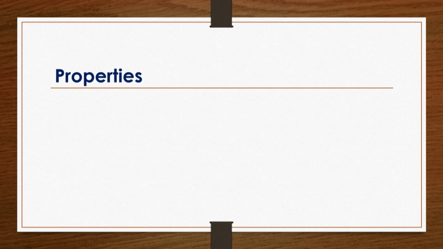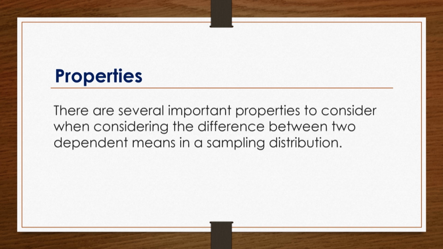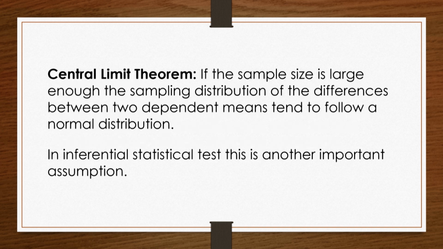Now we are going to study the properties. There are several important properties to be considered when considering the difference between two dependent means in a sampling distribution. The central limit theorem comes first. If the sample size is large enough, the sampling distribution of the difference between two dependent means tends to follow a normal distribution. When the sample is large enough, we say that the sample will tend to the central limit theorem.